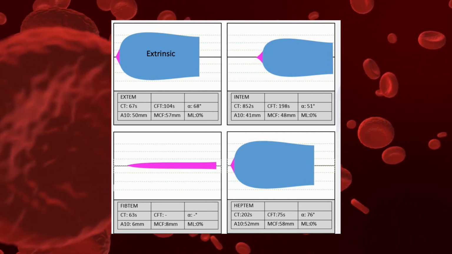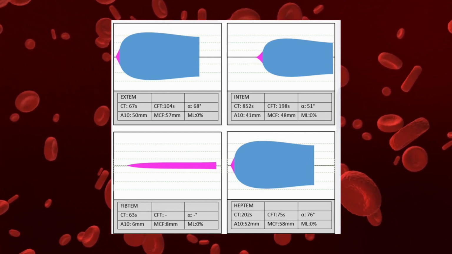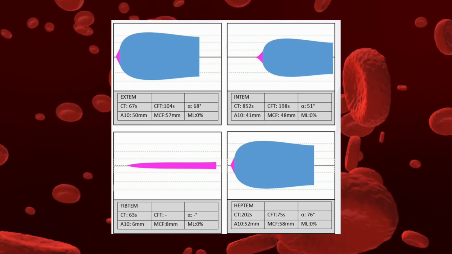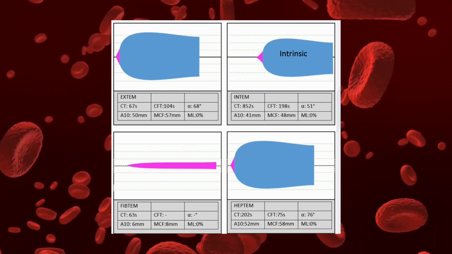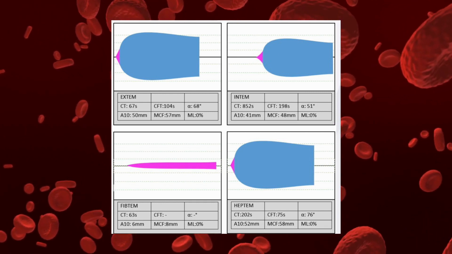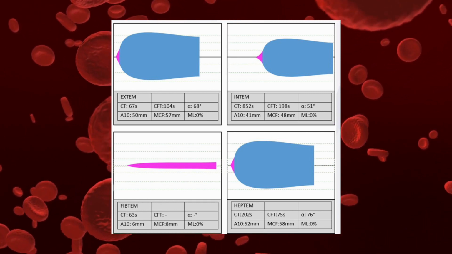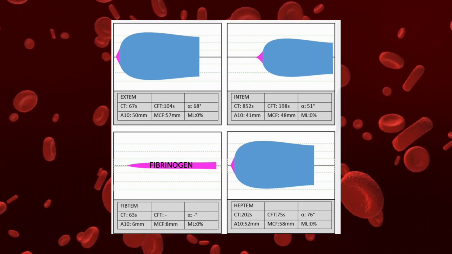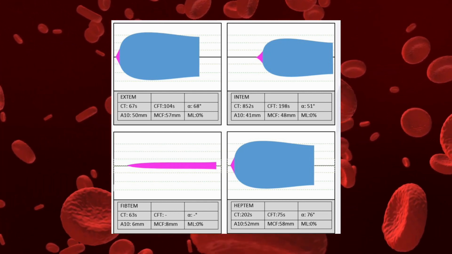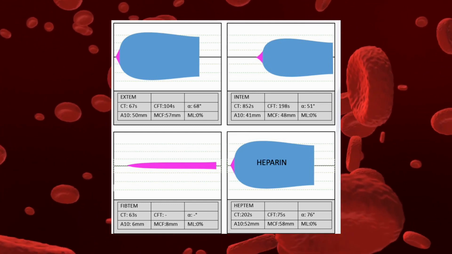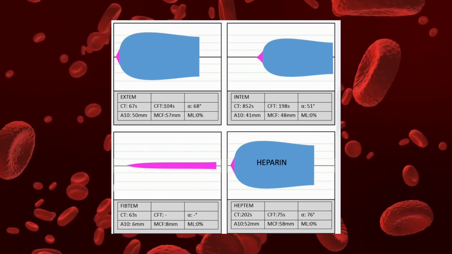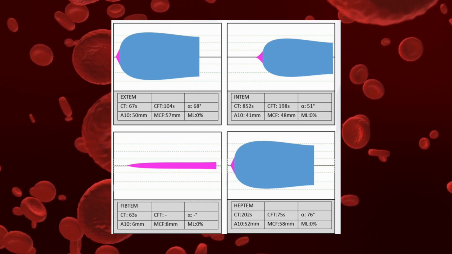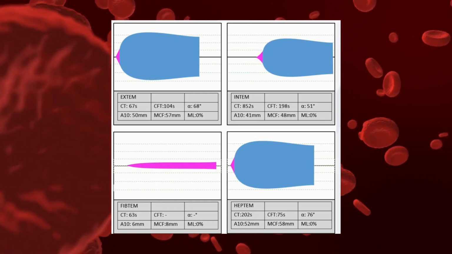EXTEM is a measure of the extrinsic clotting system and can be thought of as similar to INR. INTEM is a measure of the intrinsic system and can be thought of as similar to APTT. FibTEM tells us about fibrinogen function and is similar to a fibrinogen count. HepTEM is usually only used in cardiac cases and removes heparin to give information for patients who have been given large doses of heparin for cardiac bypass.